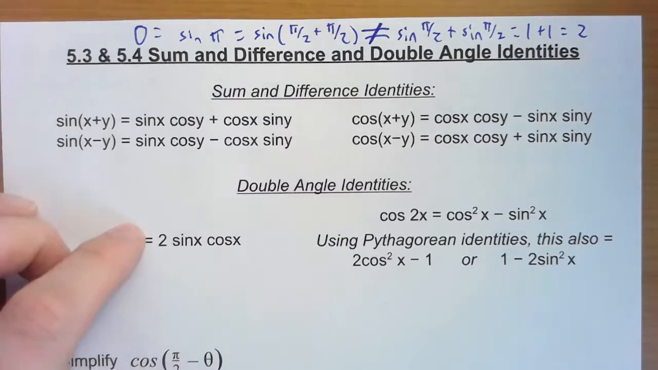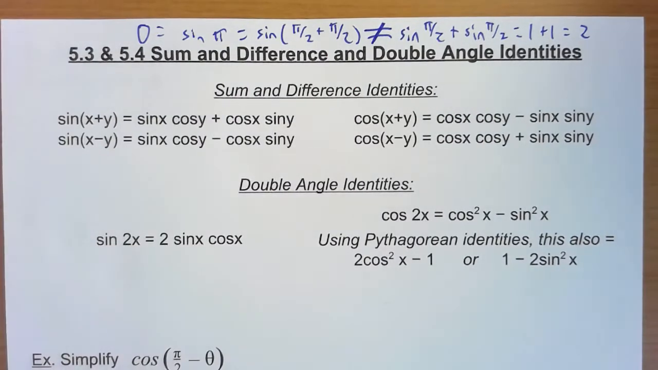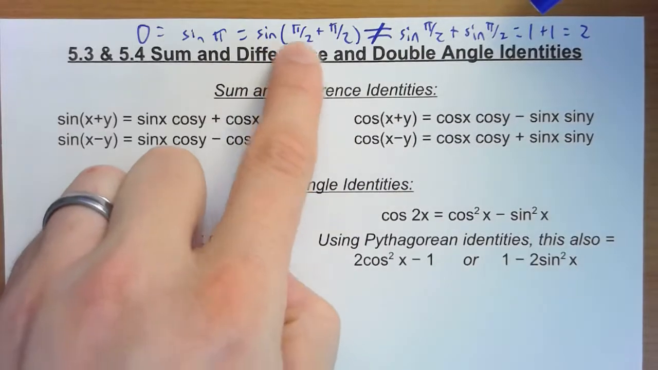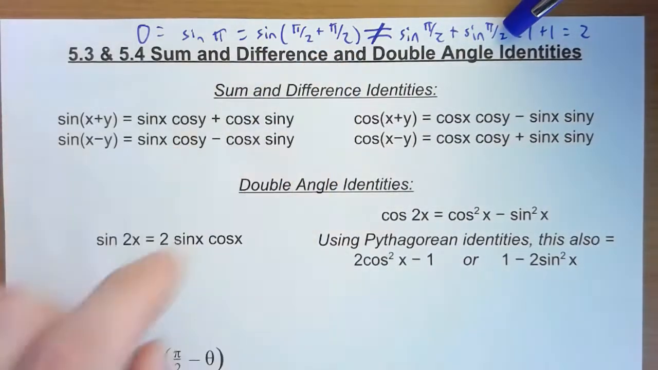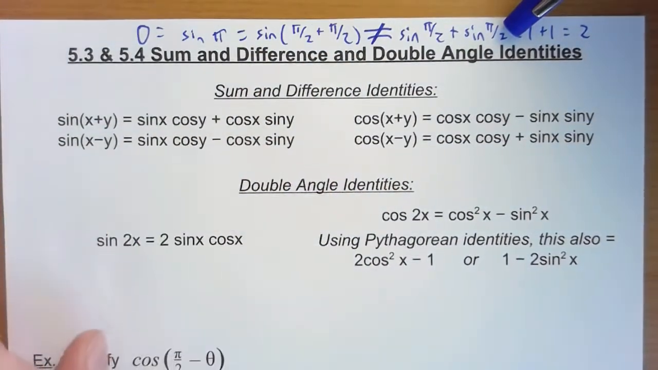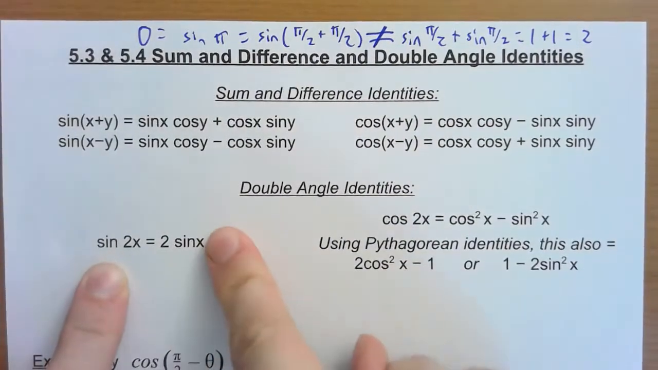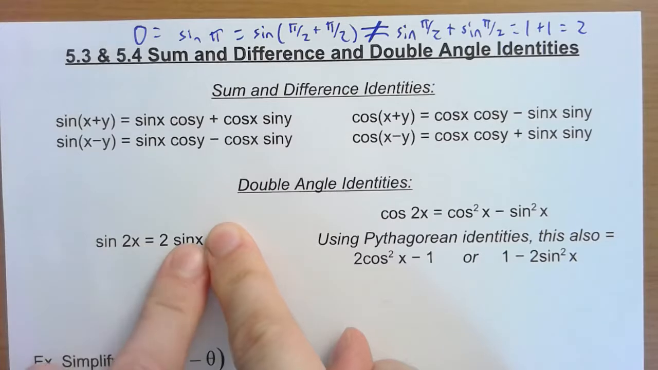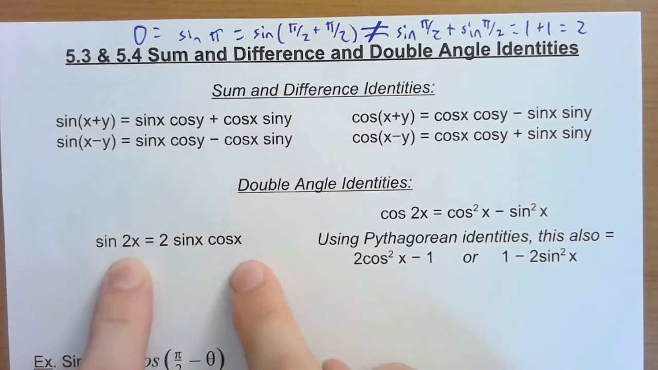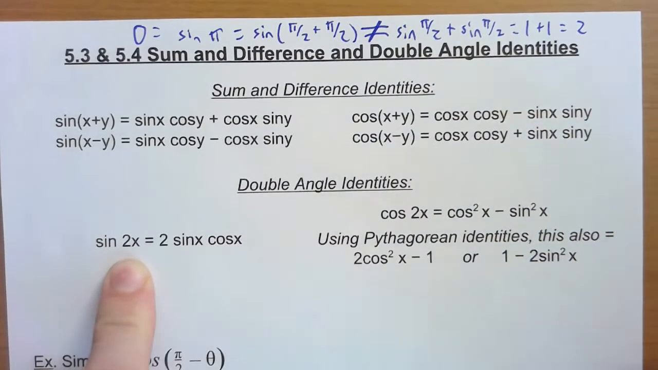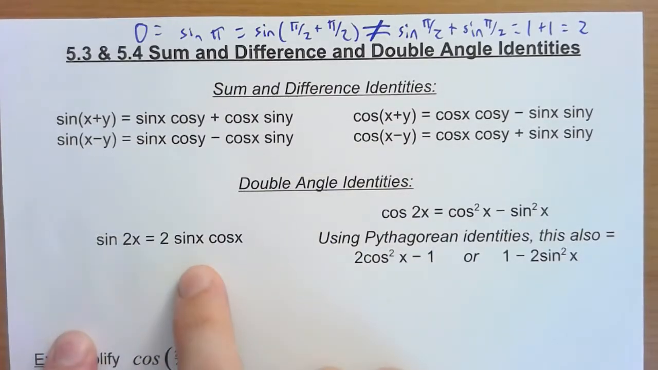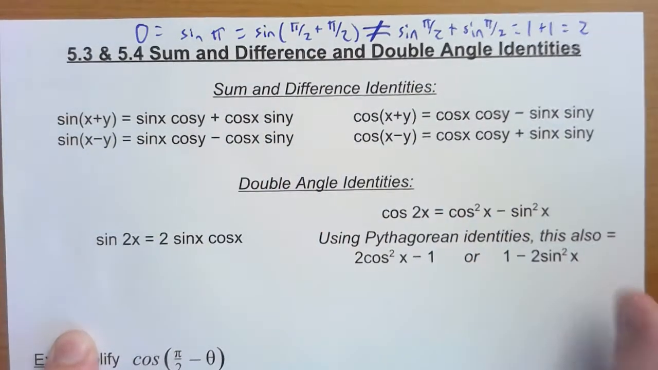There's no such thing as distributing a sine. Sine's not a number, it's a function. You can't just say sine of x plus y is sine of x plus sine of y. You need these more complicated identities. Okay? And similarly here, sine of 2x, you can't just bring the 2 out. Sine of 2x is not the same thing as 2 sine x. There's this more complicated identity. And this one actually comes from the sum or difference identity.